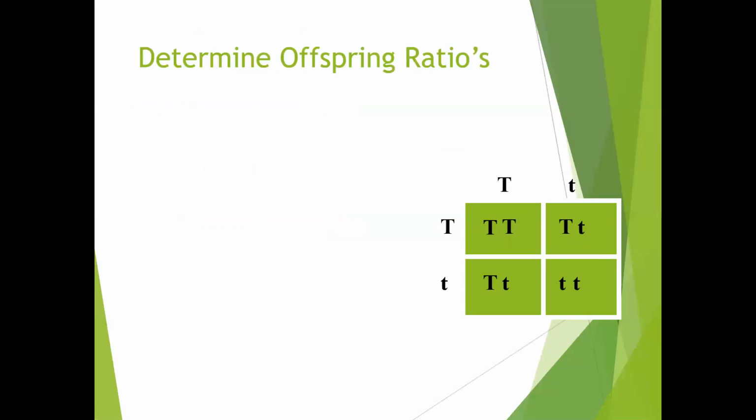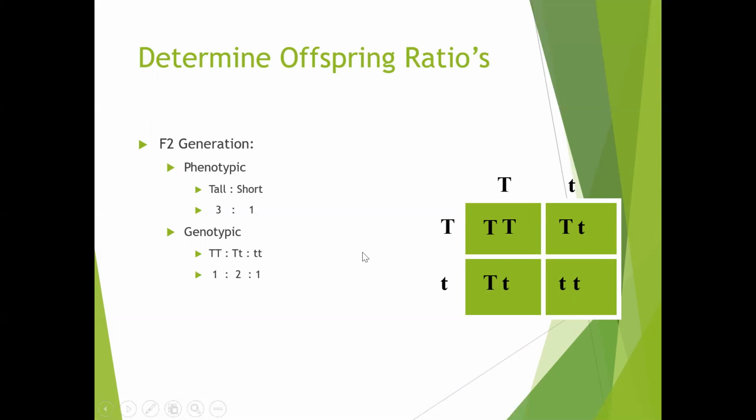All right, so let's determine our ratios. So our F2, remember we're still looking at tall and short. So we have 1, 2, 3 tall and 1 short. How do I know that? Well, because I know big T codes for tall, and if there's just one dominant allele, it will overshadow that recessive allele. Now we want to look at our genotypic ratio, so we're going to look at the alleles, so big T, little t, little t, little t, and just count. So we have 1 homozygous dominant, 2 heterozygous, and 1 homozygous recessive. So 1, 2, 1.